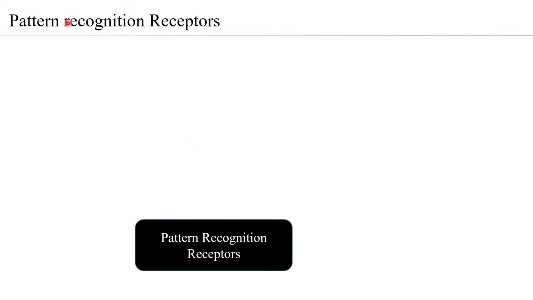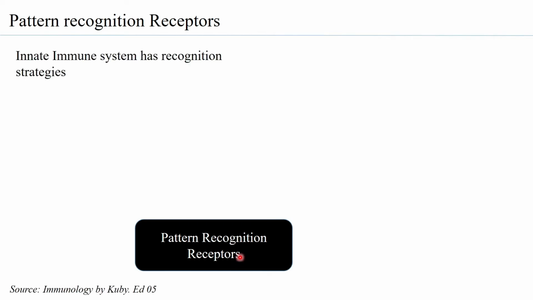Now, what is very important in the innate immune system is what are called pattern recognition receptors. Let us look at what we understand by pattern recognition receptors. The innate immune system has certain recognition strategies, and this strategy involves the ability to recognize patterns that are present on the microbes.